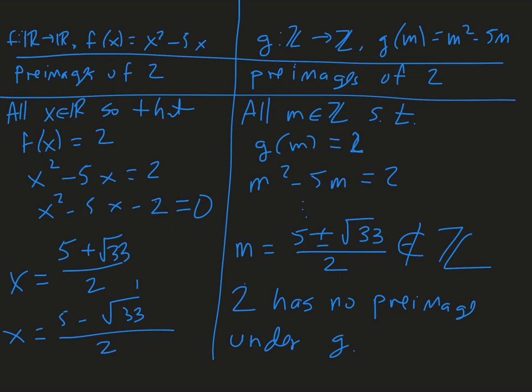And this is the distinction I wanted to make. Even though these two functions are defined similarly, you square something and then you subtract 5 times that something for both of these, the fact that they have different domains and codomains, see, I slipped up and said range, can change things, because this function does have preimages of 2, this function does not. That's an important point, not just a little nitpicky detail.